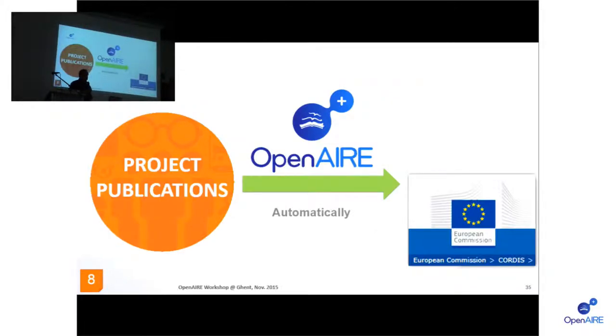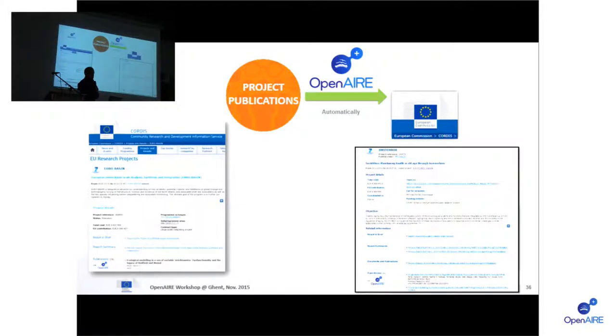All this information, all these publications listed, used in the project, are used in the EC services. I want to highlight two. The Cordis website: each project has a page in Cordis. All the publications are listed on the Cordis webpage via the OpenAIRE service.